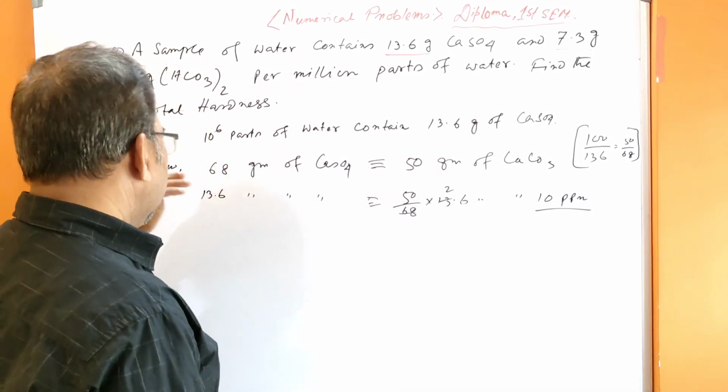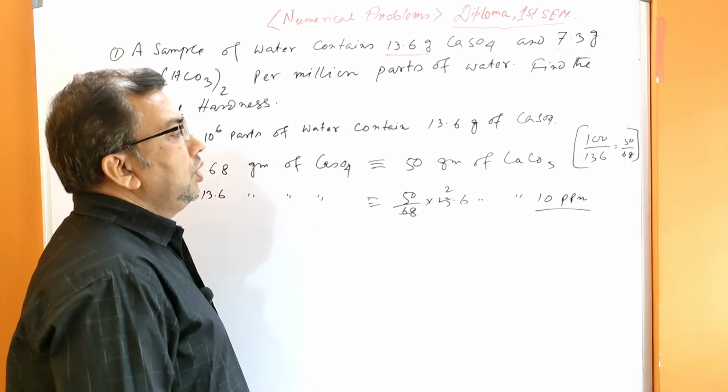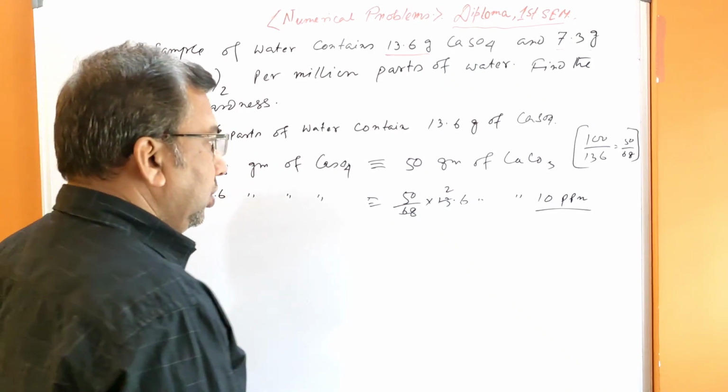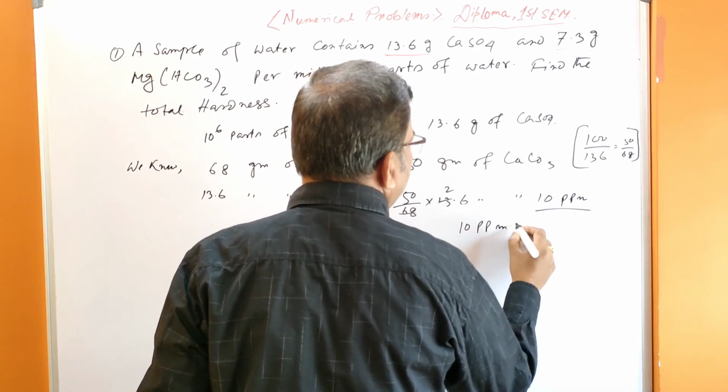That 13.6 gram of calcium sulfate is equivalent to 10 gram CaCO3. So what will be its hardness? 10 ppm, this is the hardness.